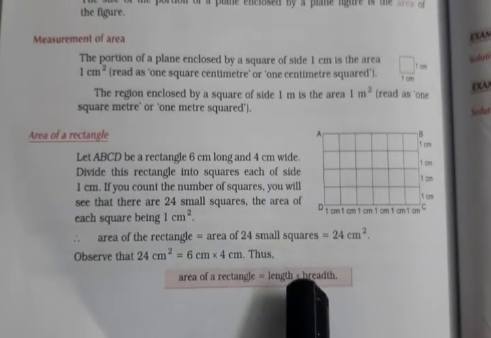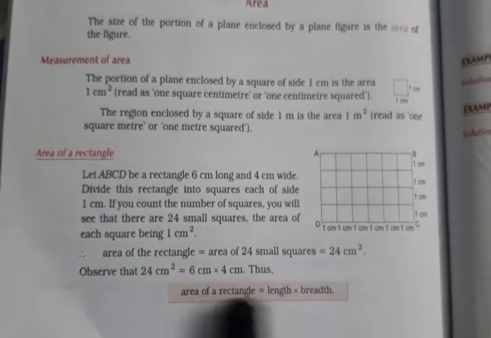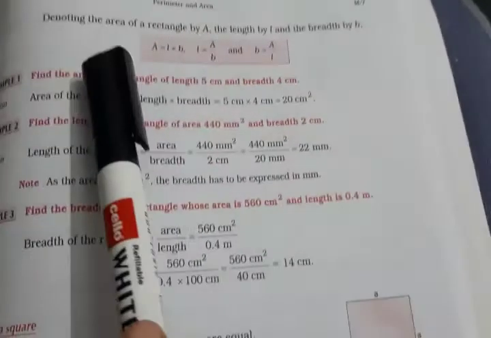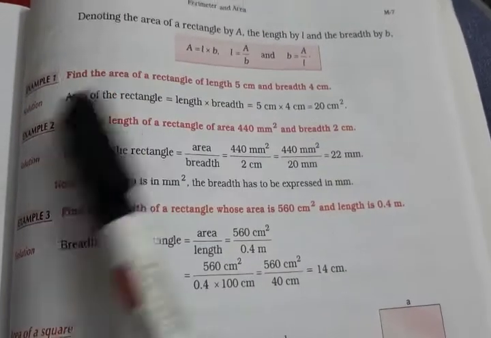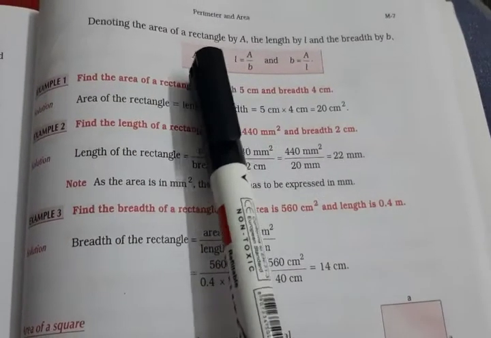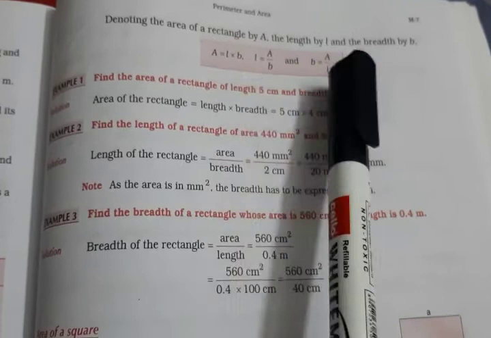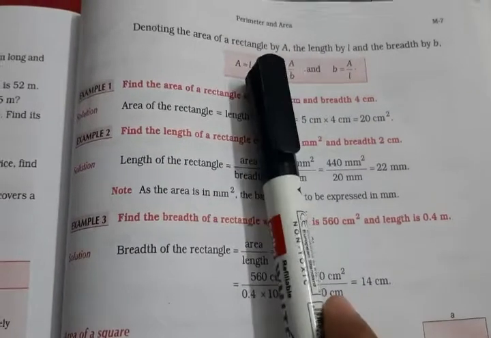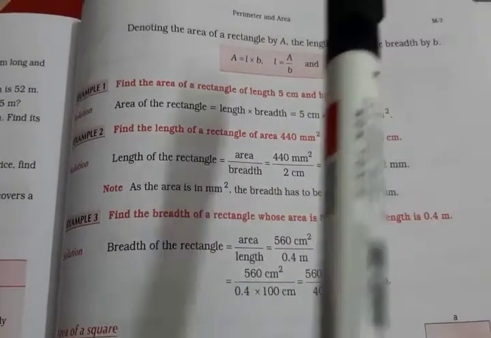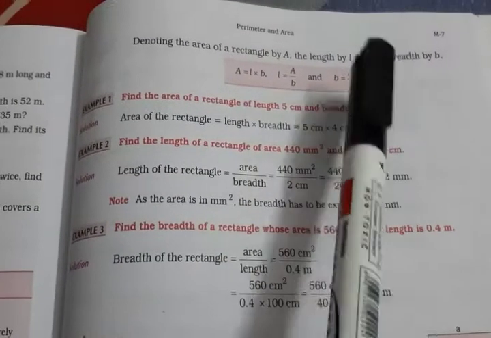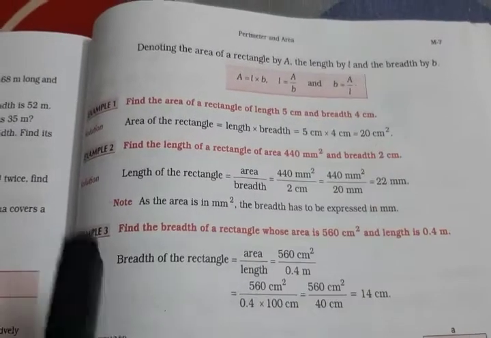Area of rectangle is always equal to length into breadth. Understand? Length into breadth. Now we will denote the area of the rectangle by A. We will represent it as area of rectangle A is equal to L into B. L is the length of the rectangle and B is the breadth of the rectangle. Now if in a statement we are given the area and breadth of a rectangle, then how will we find the length? That is the area upon breadth. Similarly, if we are given area and length, then to find the breadth, that is equal to area divided by length.